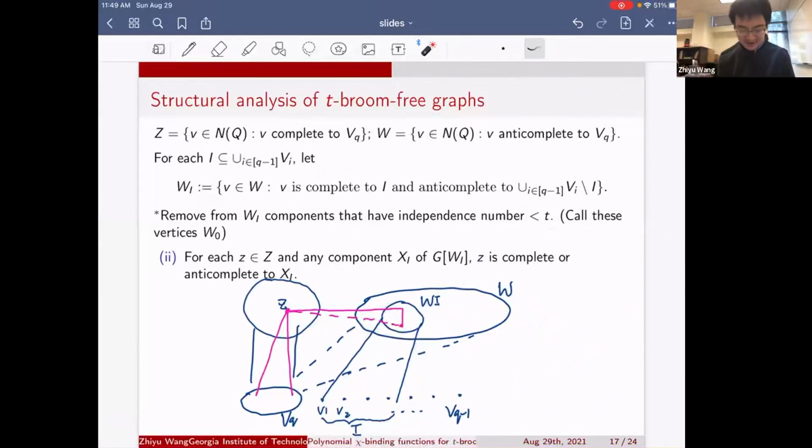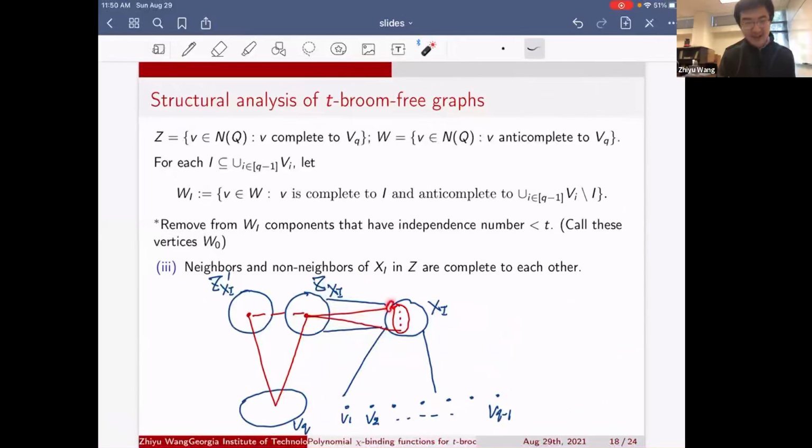The other observation is that every vertex in the Z part which is adjacent to VQ has to be complete to every Wi. If it's not complete to some Wi, which we can assume is connected since we just analyze each component, then we can find a t-broom. That is why we have this VQ here. So each vertex in Z is complete to Wi. Also, each of these components Wi will split Z into two parts: the vertices adjacent to Wi and the vertices not adjacent to Wi. The remaining observation is that every time I split Z, these parts are complete to each other. Otherwise, again, we can find a t-broom.